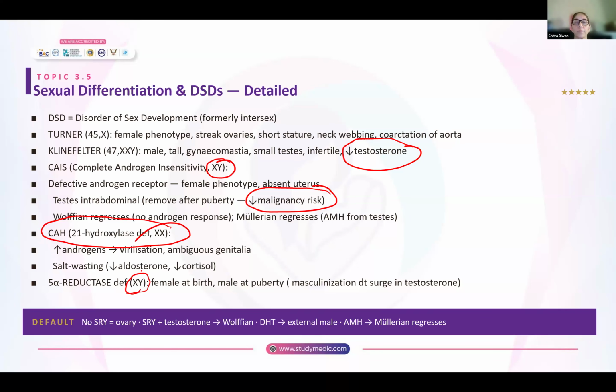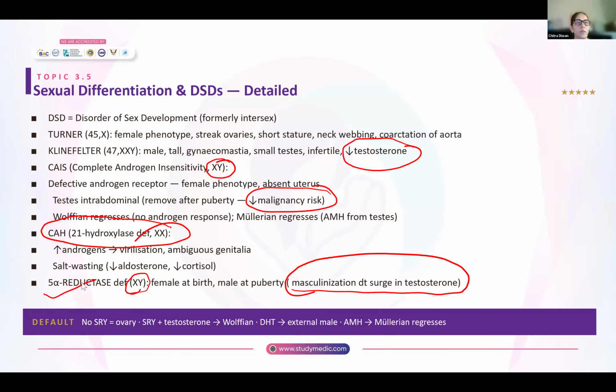At puberty, what happens? There is a surge in the testosterone levels. These are being produced in a very huge amount, and that is why you get masculinization at the time of puberty. And that is the time they are discovered or diagnosed as 5-alpha reductase deficiency.